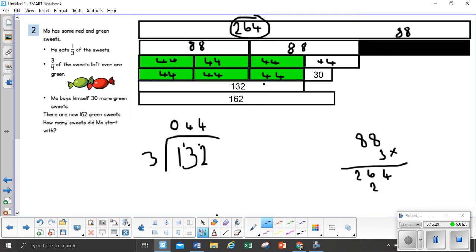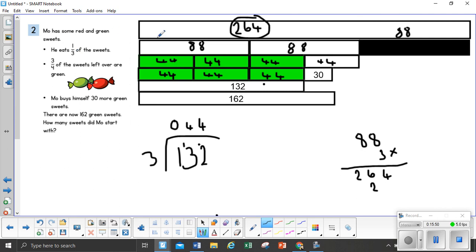These type of questions are really tricky. You have to go step by step. And I do think using the bar, I would find these questions impossible if I didn't go step by step using a bar. So I've got some sort of visual representation of what's actually going on. Think of it like a story. What's the story of Mo's sweets?